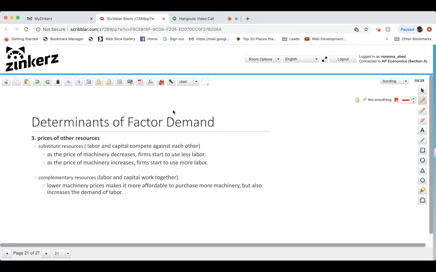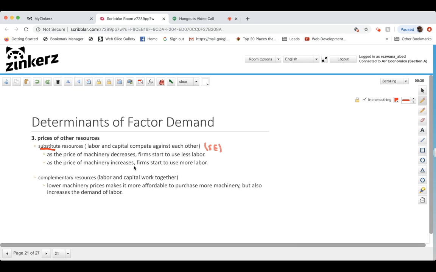And then the third determinant of factor demand is the price of other resources. We can have substitute resources, or we can have complementary resources. Imagine you are a business, and you have choices in terms of which kind of resource you use to make something. You can use labor, or you can use capital. If we consider them substitute resources, they're essentially competing against each other.